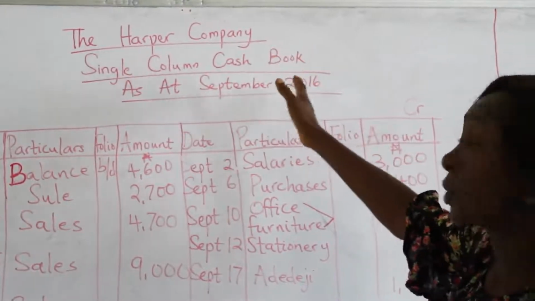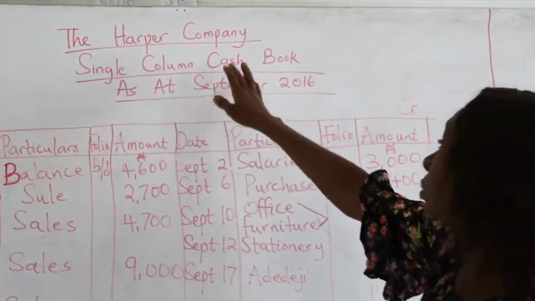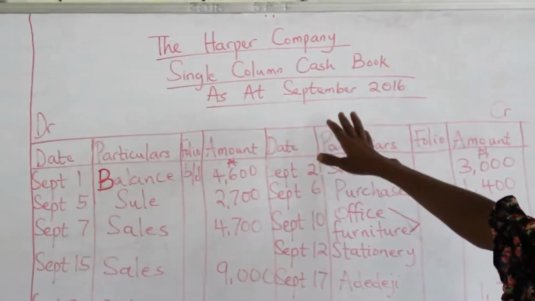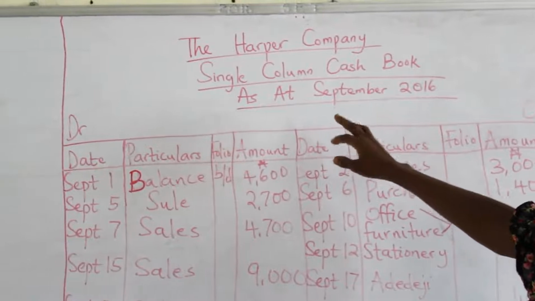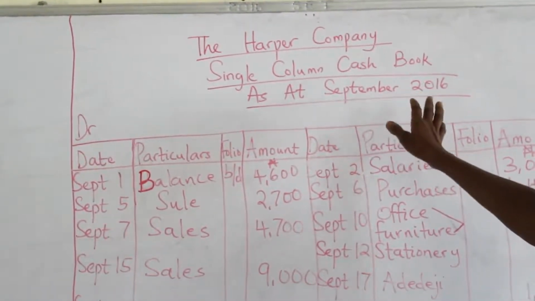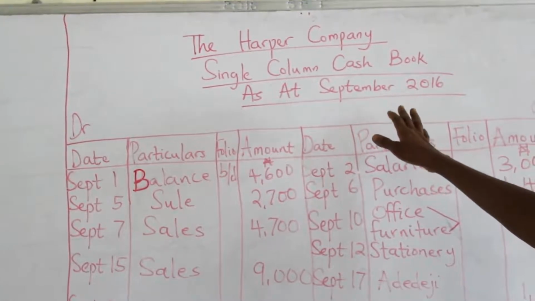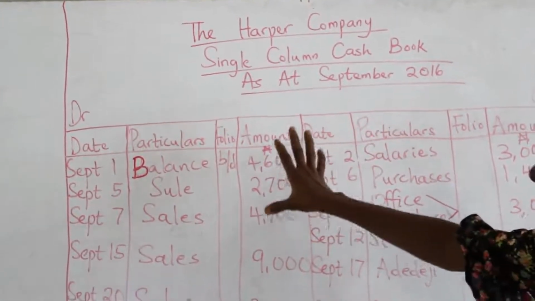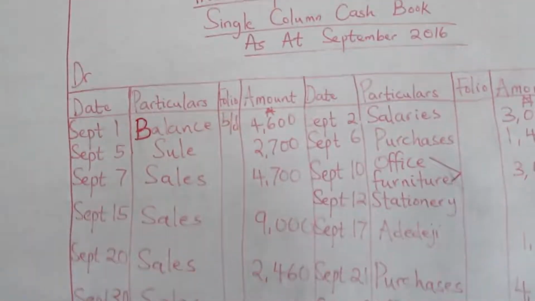So whoever picks up your cash book will first look at what you have there in order to know the transactions that were carried out for the Harper Company for the month of September 2016. Now we move on to our cash book proper.